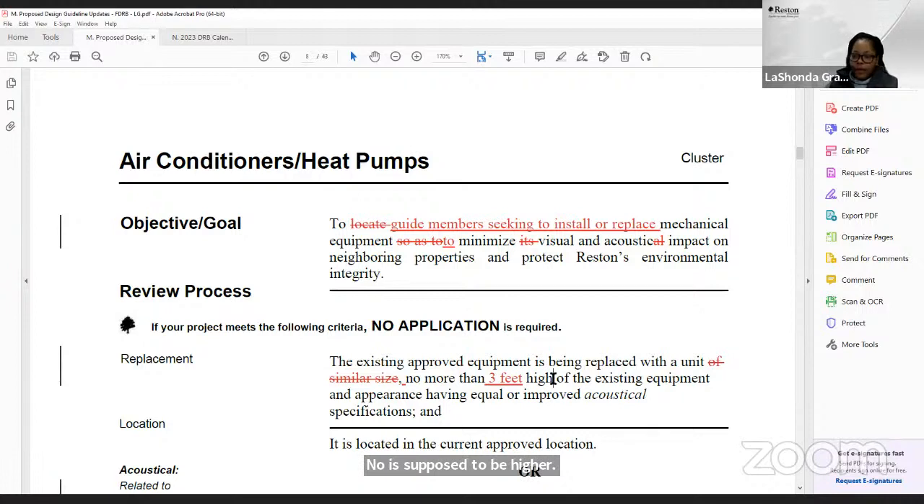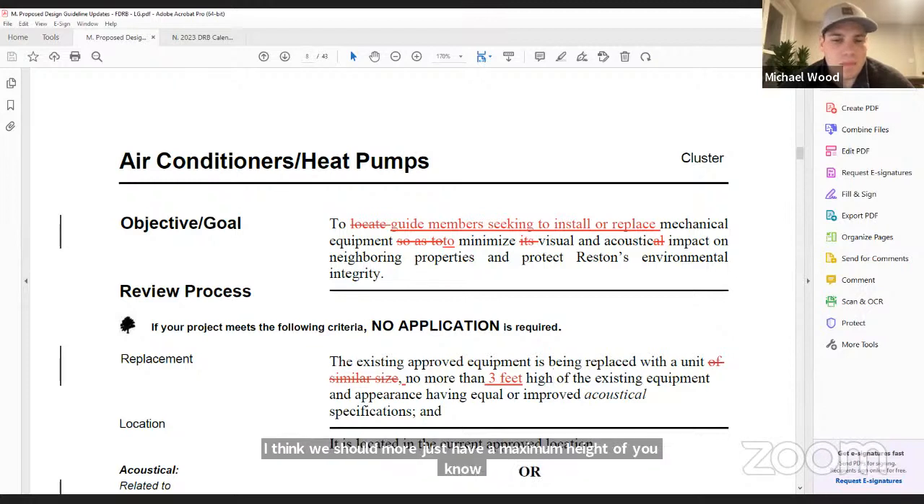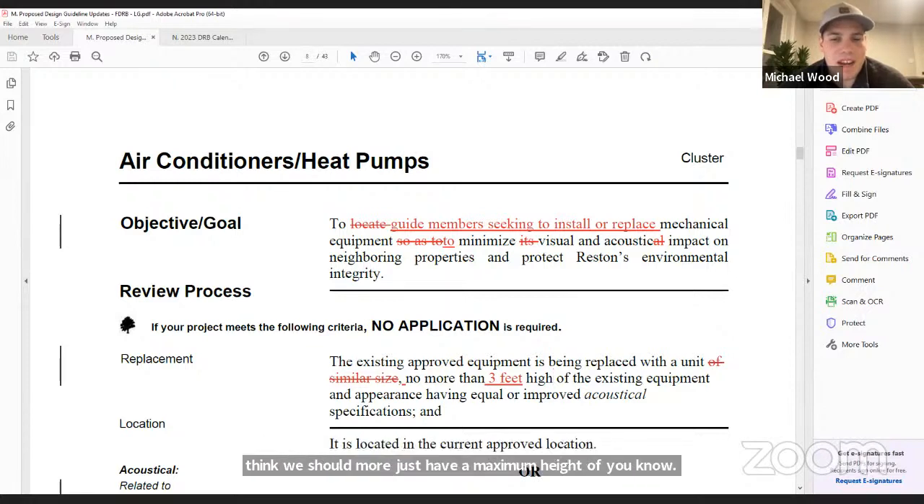So that seems a little tall. I mean, I think we need to just clarify that. I think we should more just have a maximum height of 4 feet or something, because 3 feet higher, I mean, if they have an existing unit that's 3 feet high, then they could go 6 feet high with HVAC equipment. That seems like not the intent of what you're trying to do.